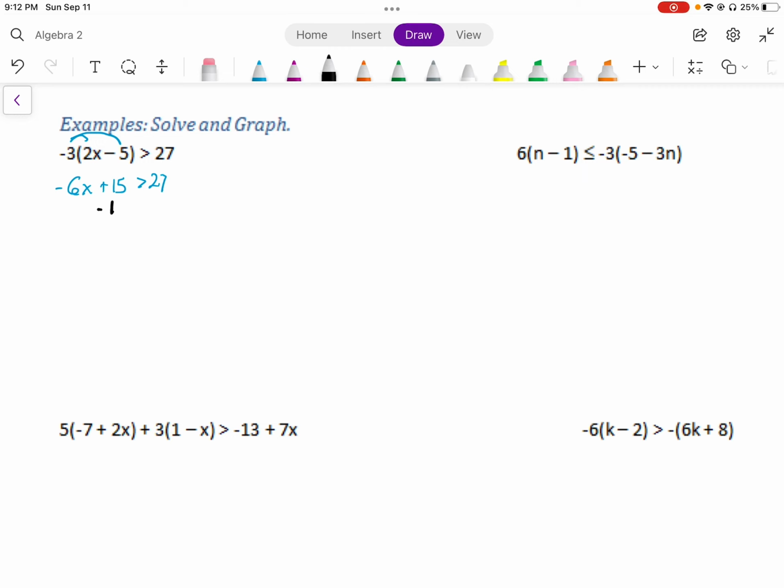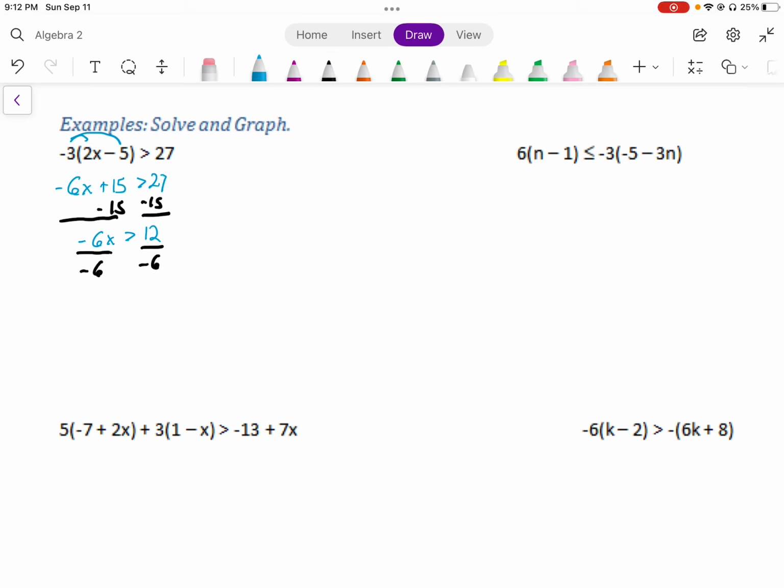We'll subtract 15 from both sides. Well, we can subtract 15. We don't have to change the direction of the sign. The only time we change the direction of the sign is when we multiply or divide both sides by a negative number. 27 minus 15 is 12. And here's one of those cases. And to solve this, we have to divide both sides by negative 6.